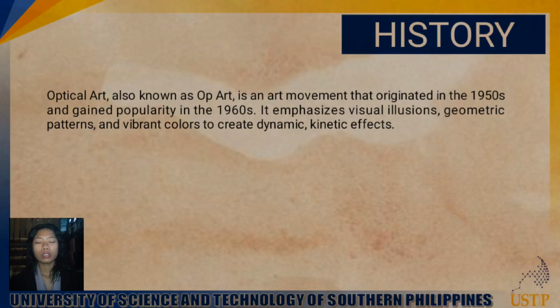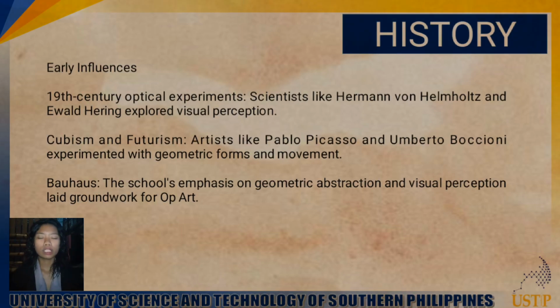So optical art, also known as op art, is a movement that emerged in the 1950s and gained popularity in the 1960s, and it emphasizes visual illusions, geometric patterns, and vibrant colors to create dynamic and kinetic effects. So these are the early influences of optical art.